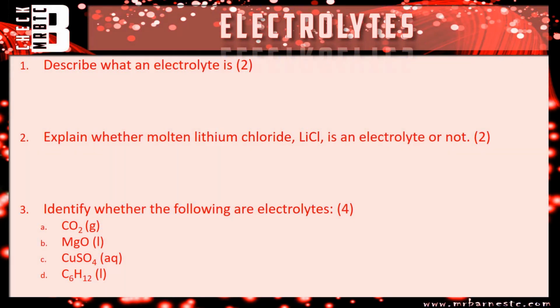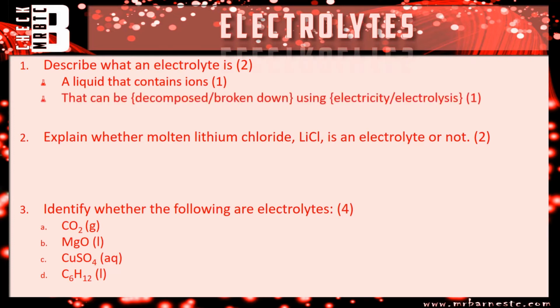Okay, let's have a look at how you've done. The first one, which was describe what an electrolyte is, you get the first mark for saying a liquid that contains ions, or charged particles I would have accepted. And then the second mark is for saying that it can be decomposed or broken down using electricity or electrolysis. So any of those words combined together will get you your 2 marks.